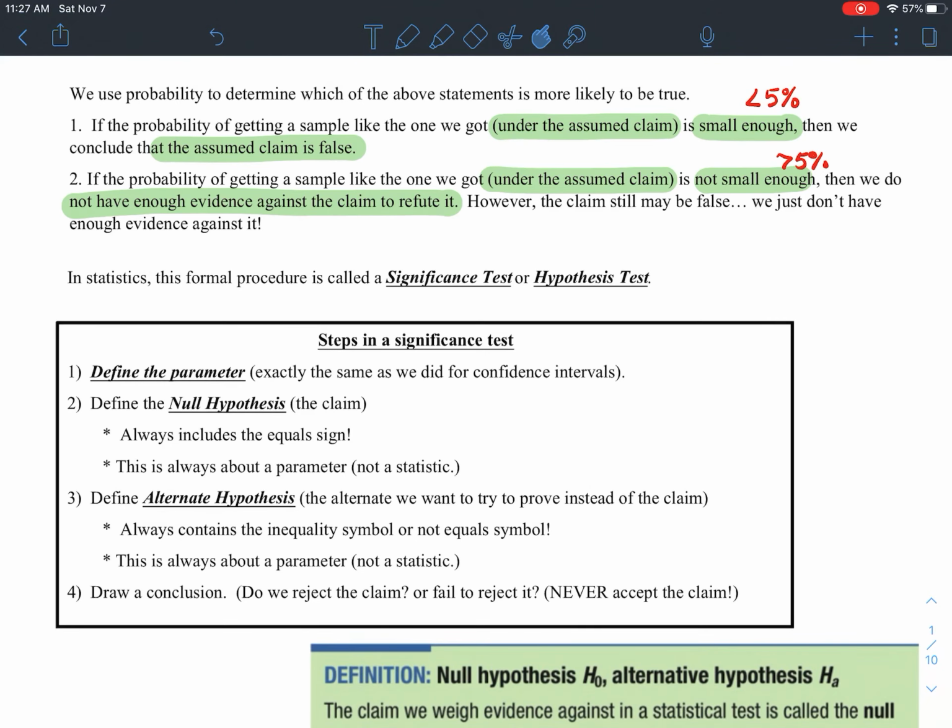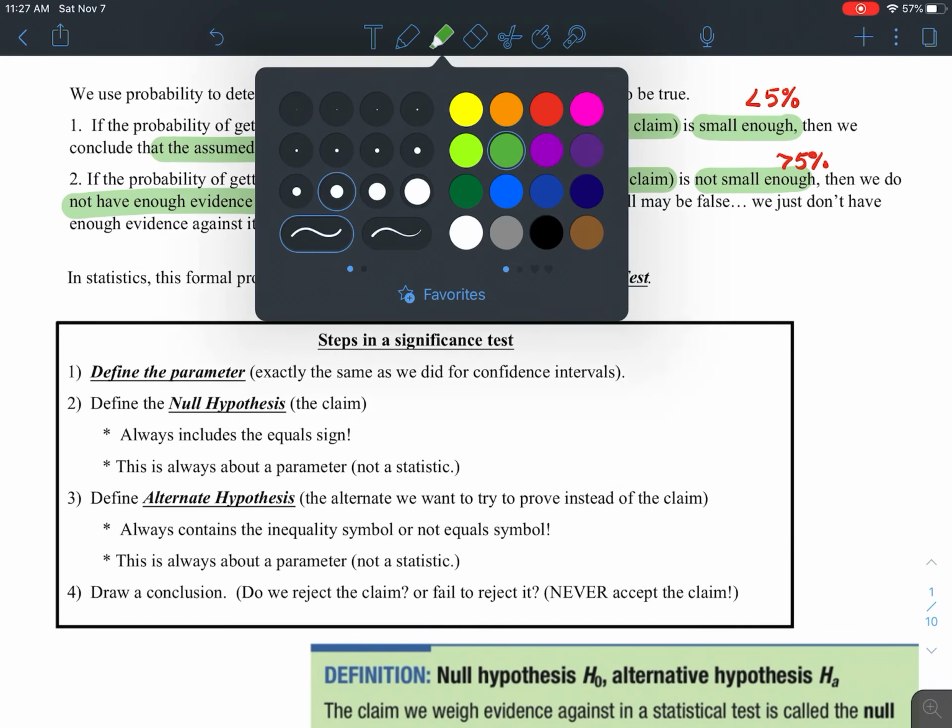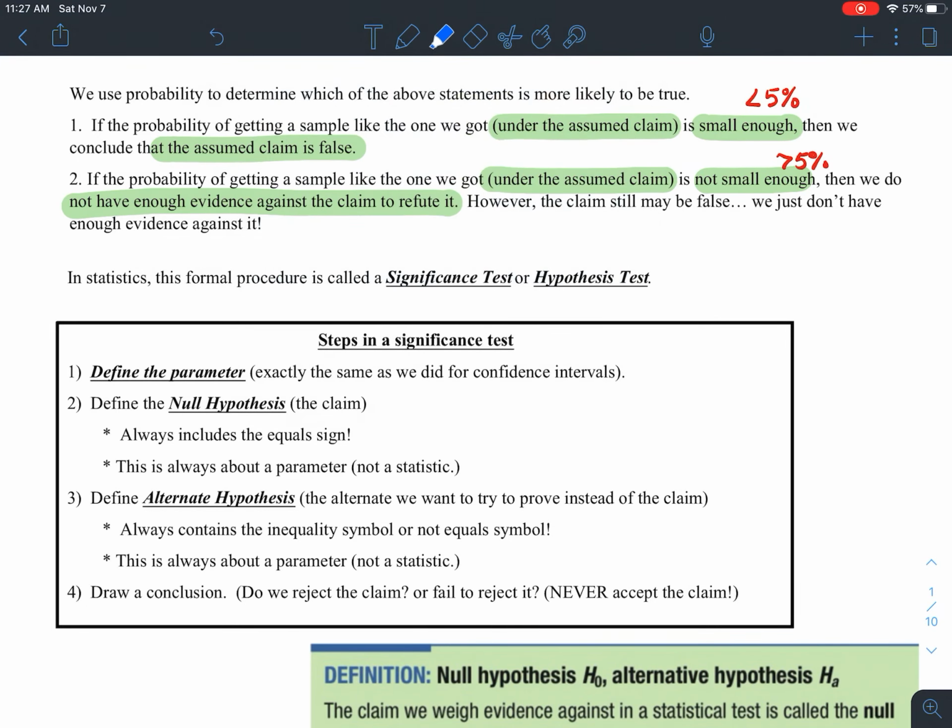Okay, and there are certain steps to a significance test. It always begins by us defining the parameter about which the claim is being made. So there's usually a claim made about either a population mean or a population proportion. Okay?